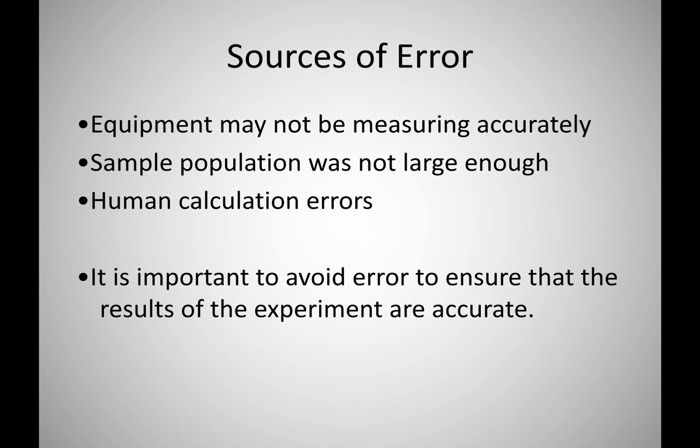Sources of error. Equipment may not be measured accurately. Sample population was not large enough. Human calculation error. Human use error. If you tell people to drink half a cup and they drink the whole cup. If they were supposed to suck on candy and they chewed the candy. There's several areas where this could be human error. It is important to avoid errors to ensure that results of the experiment are accurate. Anytime you're using human or animal or anything that is involved in an experiment, you have the possibility of this type of error.